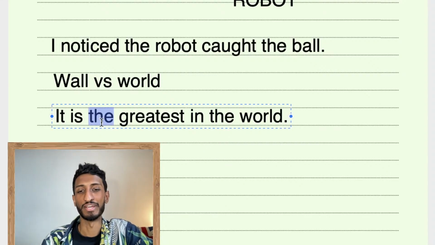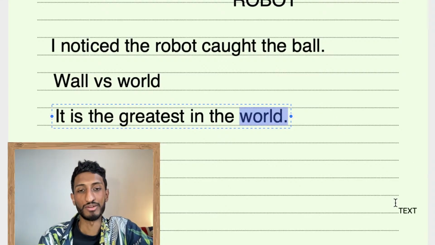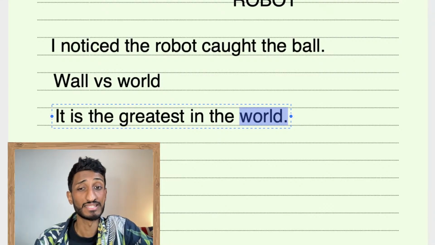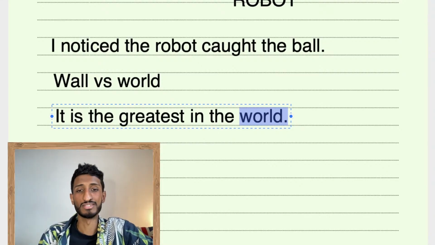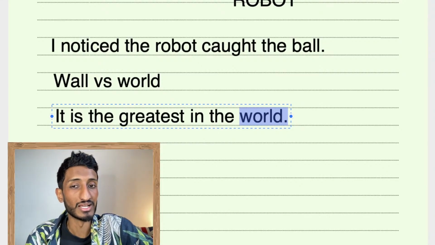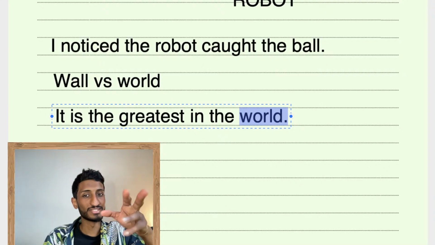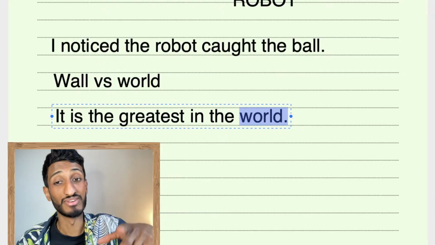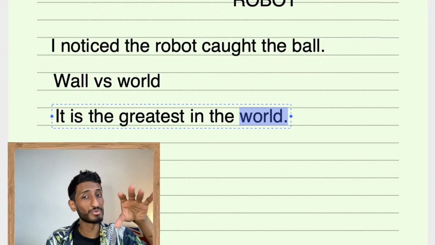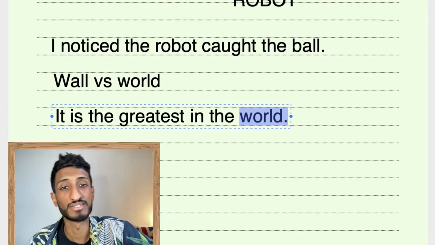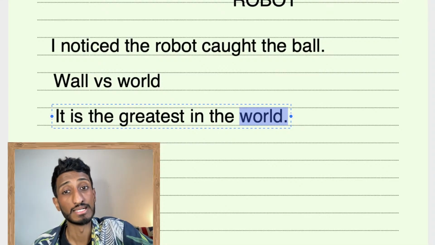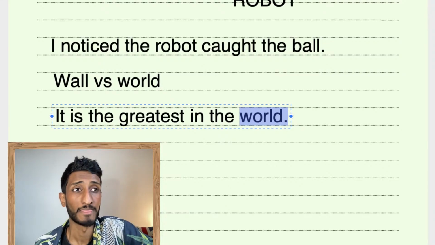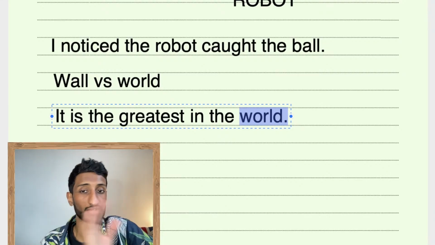In the Indian accent, if I wanted to read this one out, it would be, it is the greatest in the world. It is the greatest in the world. Right? It's word. We don't even pronounce the D sound, do we? Sometimes we do, world, but when speaking quickly, I do notice in the Indian accent it is pronounced word, right? So it is the greatest in the world. When we're speaking quickly, we don't even pronounce the D sound.